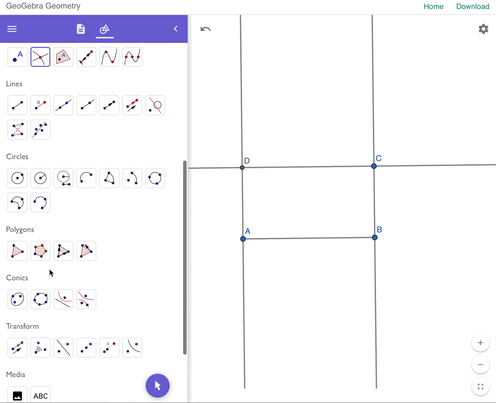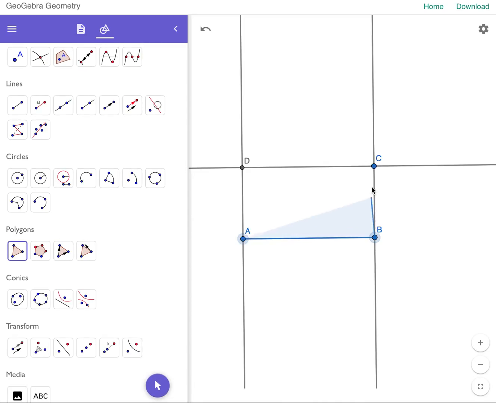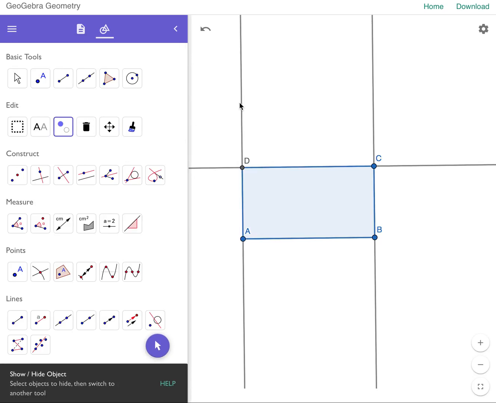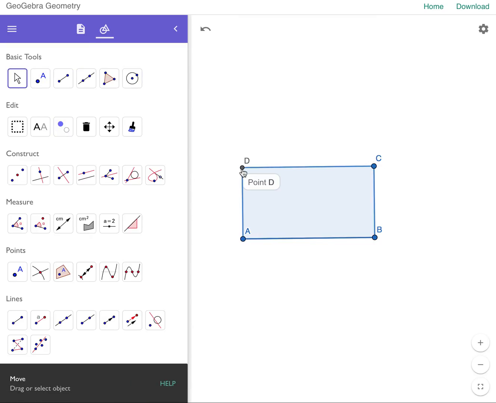Now we're going to create our polygon, A, B, C, D. Remember to close it. And notice that you can make this picture prettier by hiding particular objects. We can hide these lines here that we constructed. And now we've got our rectangle here.